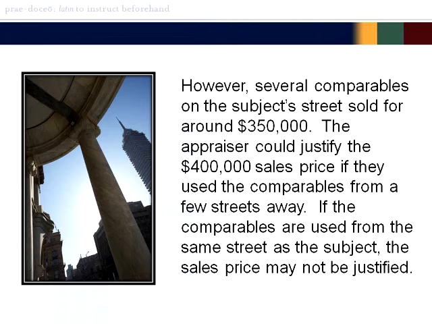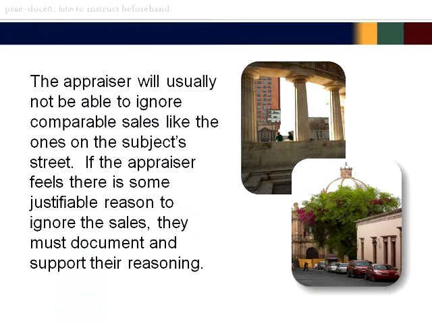However, several comparables on the subject property street sold for around $350,000. The appraiser could justify the $400,000 sales price if they use the comparables from a few streets away. If the comparables are used from the same street as the subject, the sales price may not be justified. The appraiser will usually not be able to ignore comparable sales like the ones on the subject street. If the appraiser feels there's a justifiable reason to ignore the sales, they must document and support their reasoning.